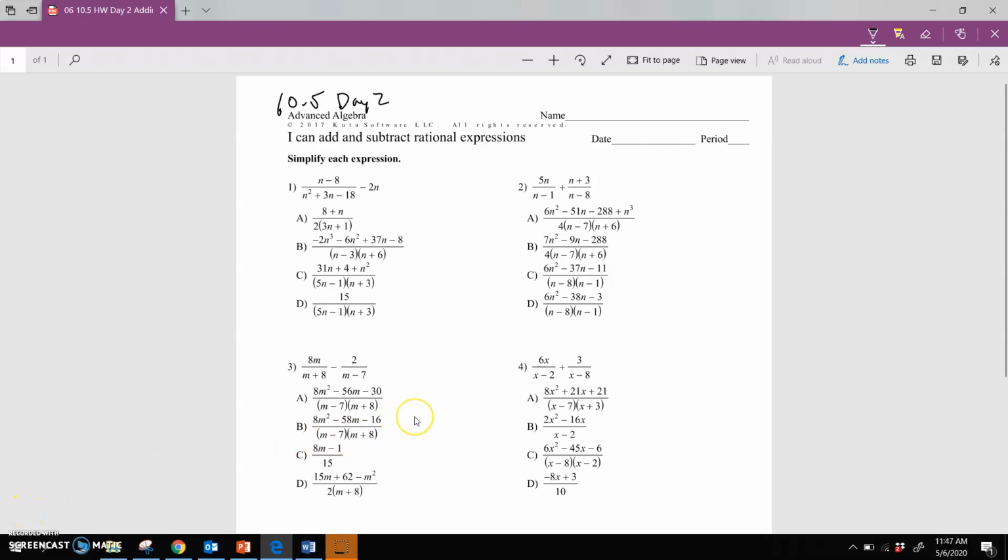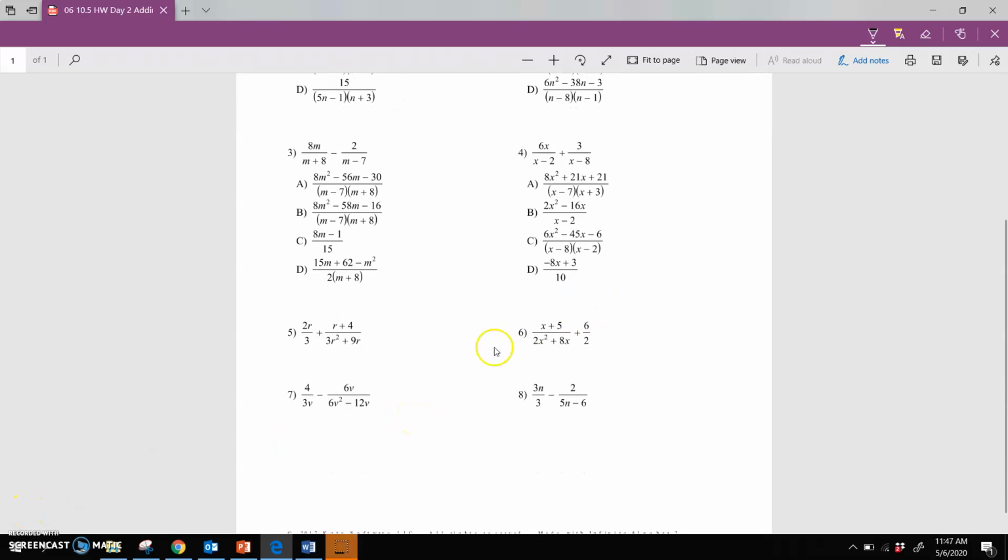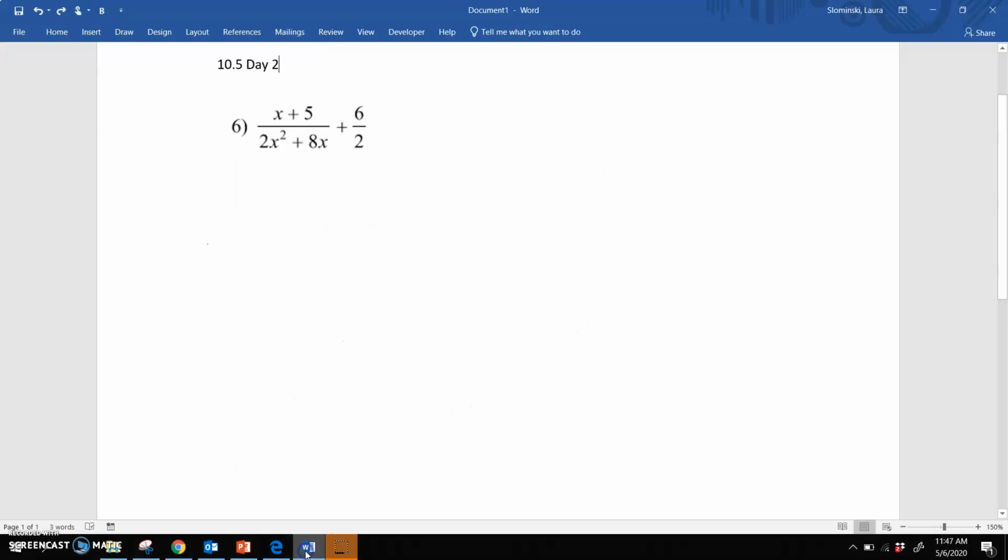From the 10.5 Day 2 worksheet, I'm going to look at number 6, which you can see down here is (x + 5) divided by (2x squared + 8x) plus 6 over 2. And I'm going to do that on a separate sheet. And again, the big thing we have to remember before we start finding the least common denominator is we want to make sure that we simplify each fraction by factoring and canceling if possible.